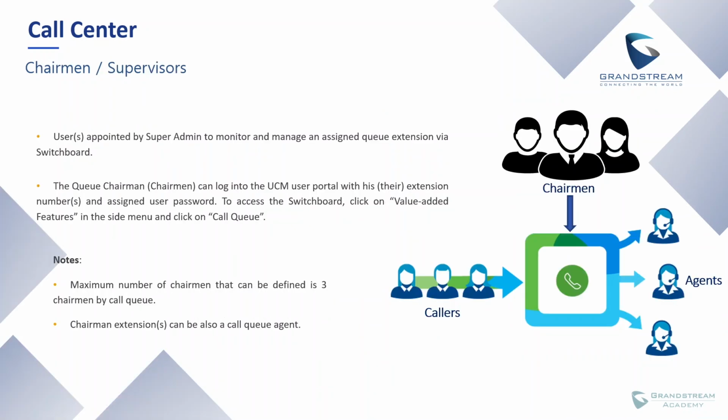For each one of the created call queues, you can assign 1, 2, or 3 chairmen who are basically the supervisors of the call queue and its agents, and they can also act as agents when needed. The queue chairman can log into the UCM user portal with their extension numbers to check all the details about agents, the calls received by the call queue, and all other statistics.